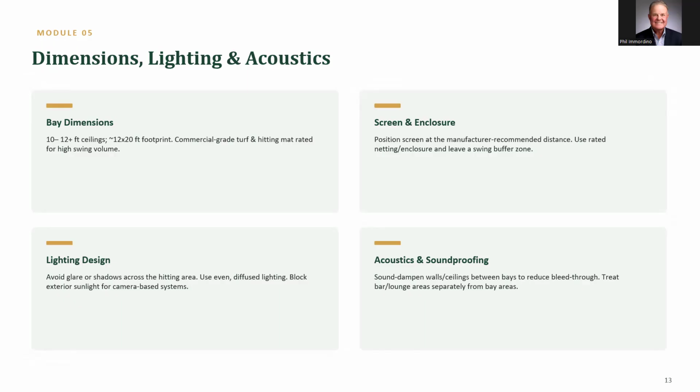Lighting design deserves real attention. Avoid glare and shadows across the hitting area. Use even diffused lighting rather than a single spot. Block the exterior sunlight where you can, since it can interfere with the camera based sensors throughout the day. And don't overlook acoustics. Simulator bays get loud fast, so in multi bay venues use sound dampening materials between bays to reduce bleed through, and treat your bar or lounge area separately from the bay area, since they have very different noise tolerance needs.